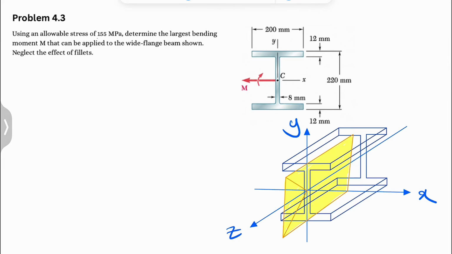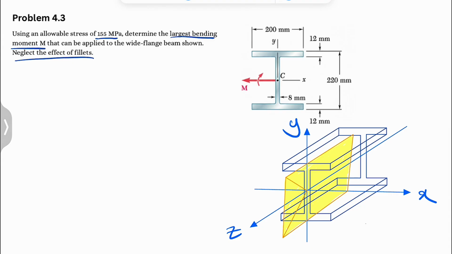Guys, welcome back. We have the question from the fourth chapter of Mechanics of Materials, and in this one, using an allowable stress of 155 megapascal, we need to determine the largest bending moment M, which is what we see in the figure, that can apply to the wide flange beam shown. We can neglect the effect of the fillet.